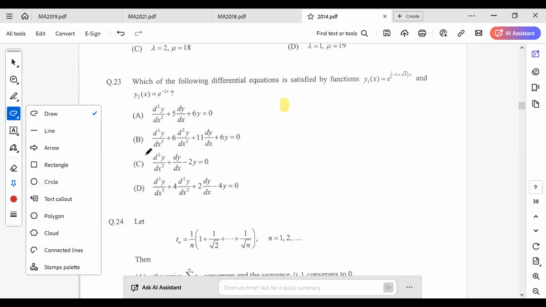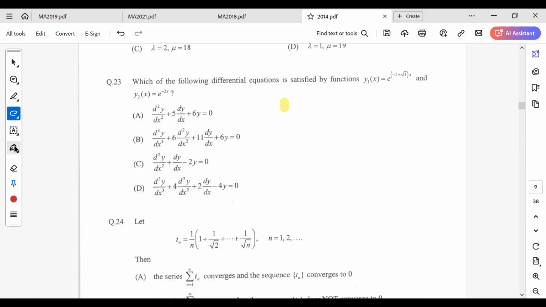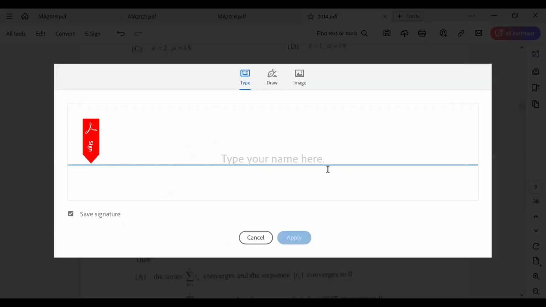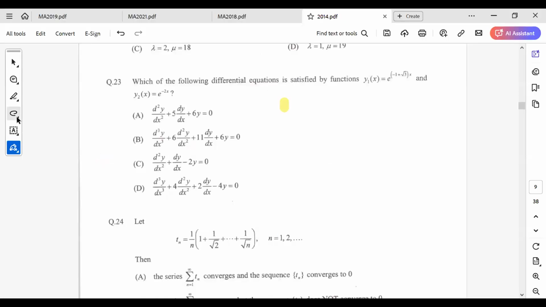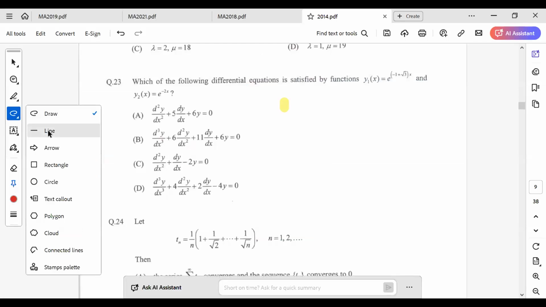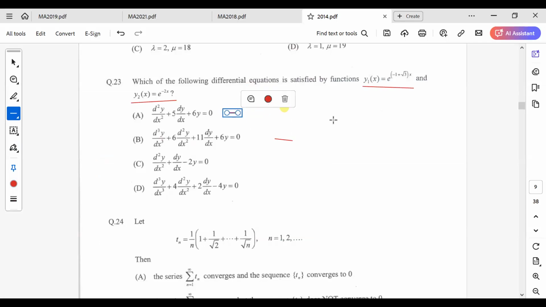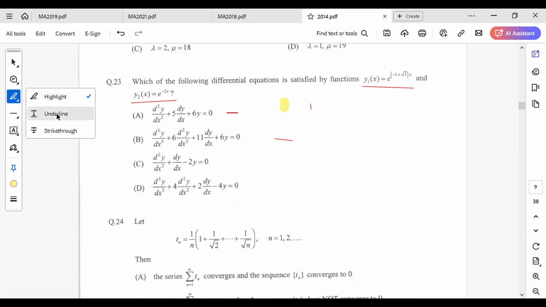Can anyone say the answer? Here, what they have given? They have given this equation. Sorry, this value, this value. So can you people see here? What will be roots here? What are the roots?